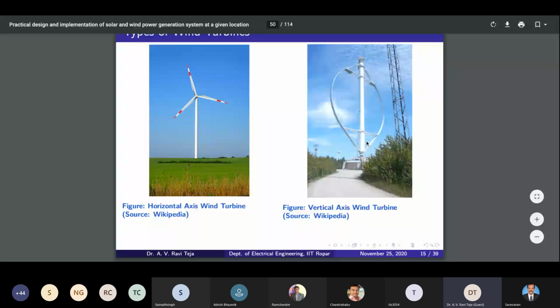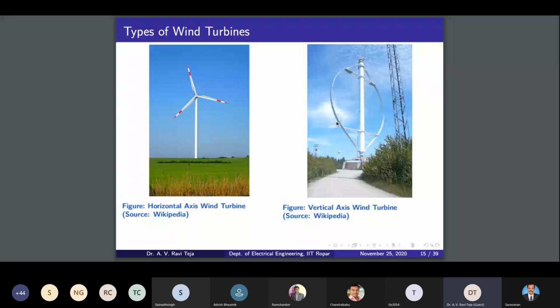Right? This turbine will rotate like this, and this turbine will rotate like this, right? So if we see, the axis of rotation is vertical to the ground, right? So what are the differences between these two turbines? We will see. So horizontal axis and vertical axis wind turbines, right?